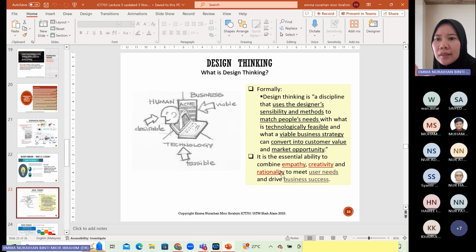Siapa yang perlu ada design thinking? Every one of us yang involved in any development, any design activities should have design thinking. Even I'm as a lecturer, I develop curriculum, yeah, for the program, I should have design thinking as well. Doesn't mean that design thinking ni apply for the industry. Tidak. Cikgu pun kena ada design thinking.